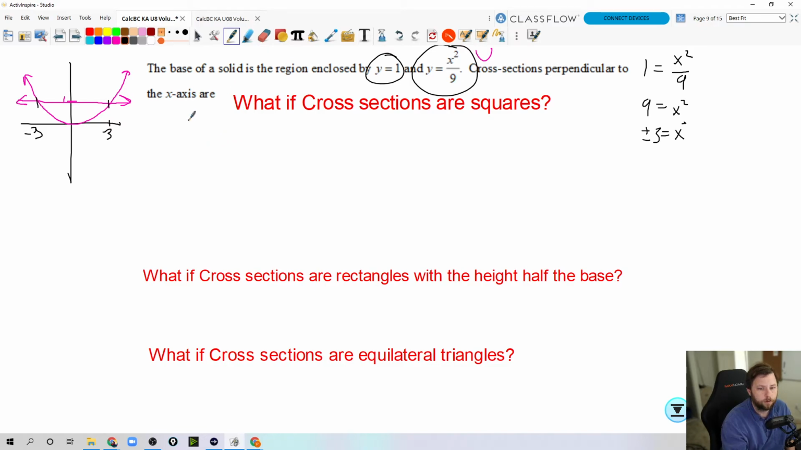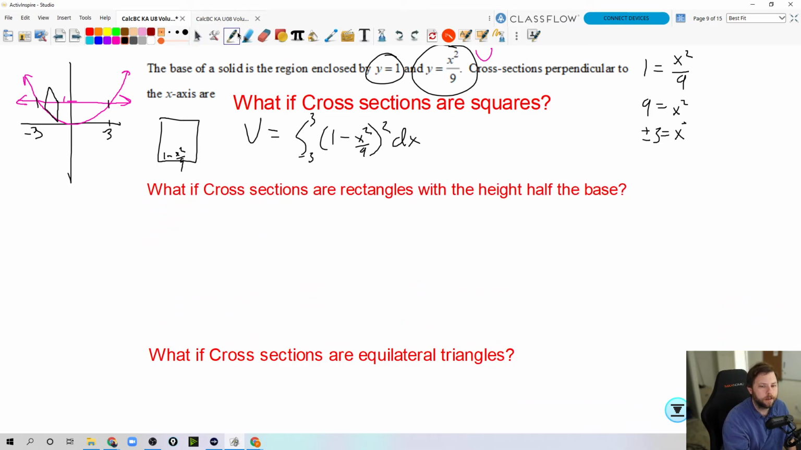Okay, so what if the cross sections are squares? I have to draw the square shape coming up. The length of this square is going to be the length between these two functions. So it's going to be the top minus the bottom. The top one in this case is the line, so it'll be 1 minus x squared over 9. That squared is going to be our function. Our volume would be the integral from negative 3 to positive 3 of (1 minus x squared over 9) squared. And that's how you do squares.